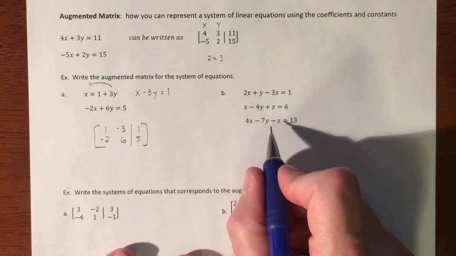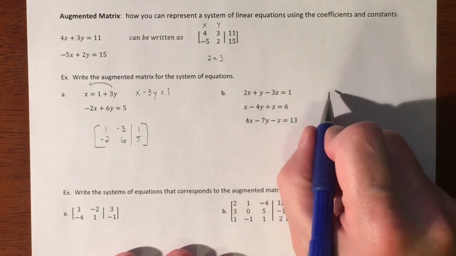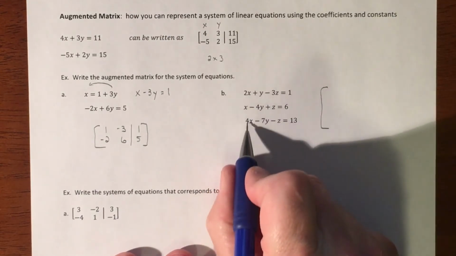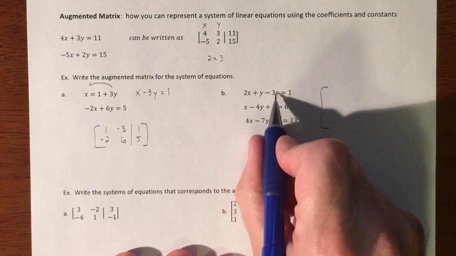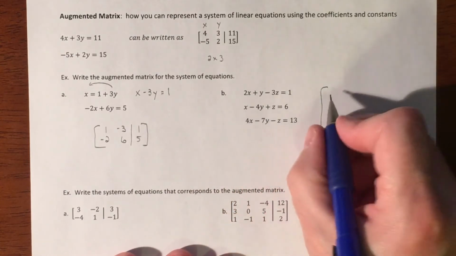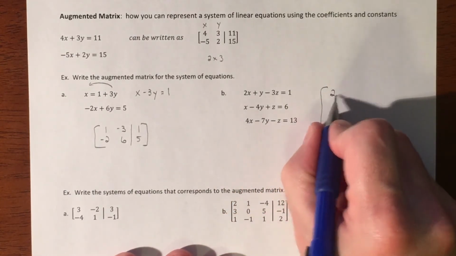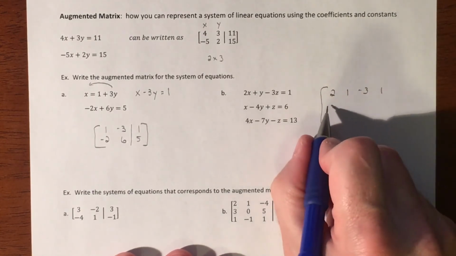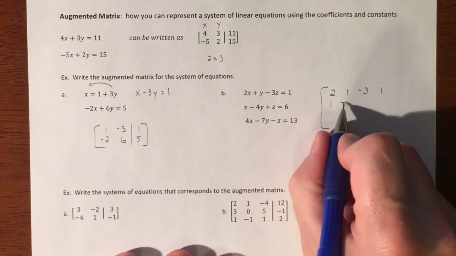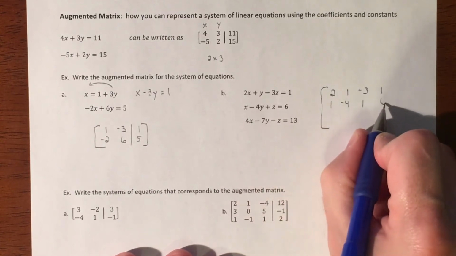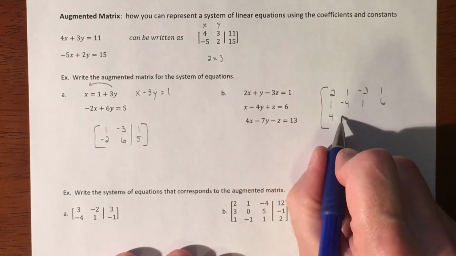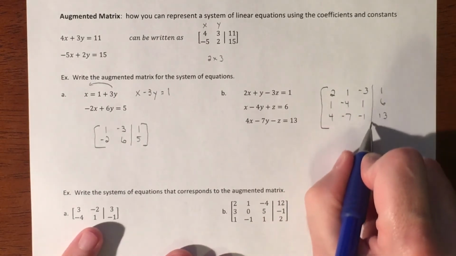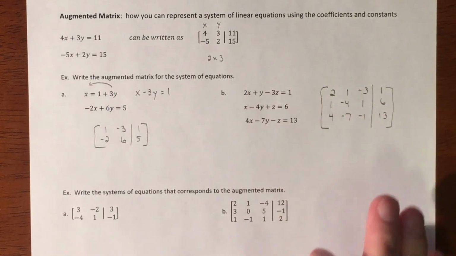And then if we did a bigger one, everything looks lined up. All the x's are in this column, all the y's are in this column, all the z's are in this column, and all the answers are here, or what it equals. So you have a 2, 1, negative 3, 1. You have a 1, negative 4, 1, 6, 4, negative 7, negative 1, 13. And there's your augmented matrix.